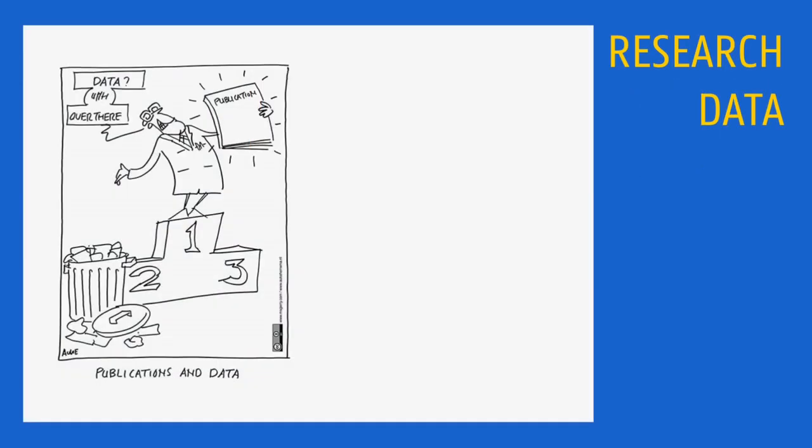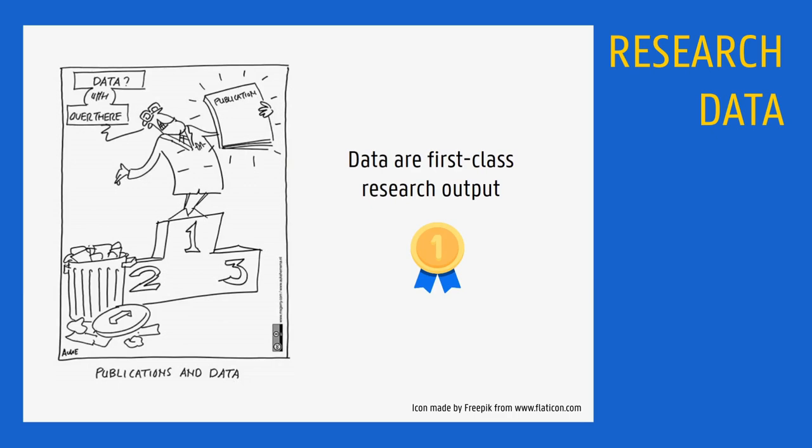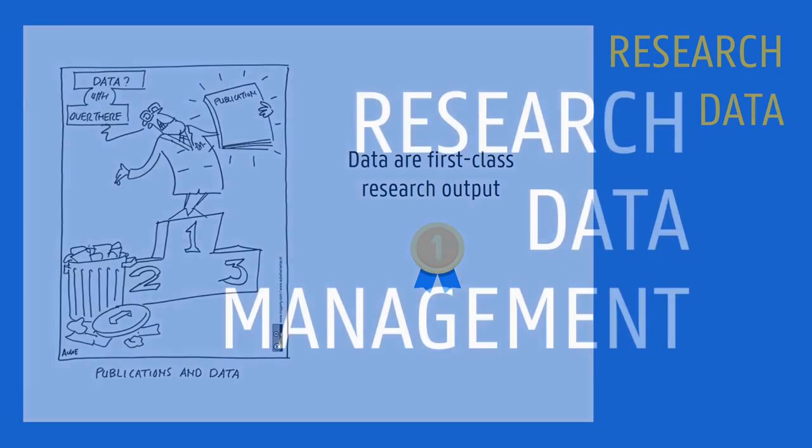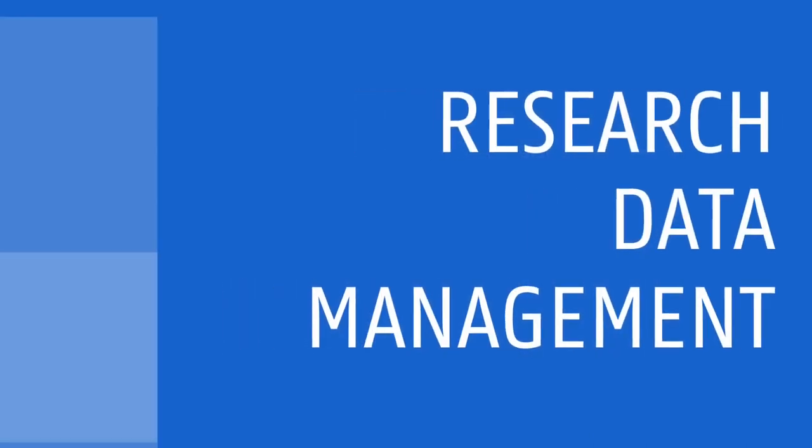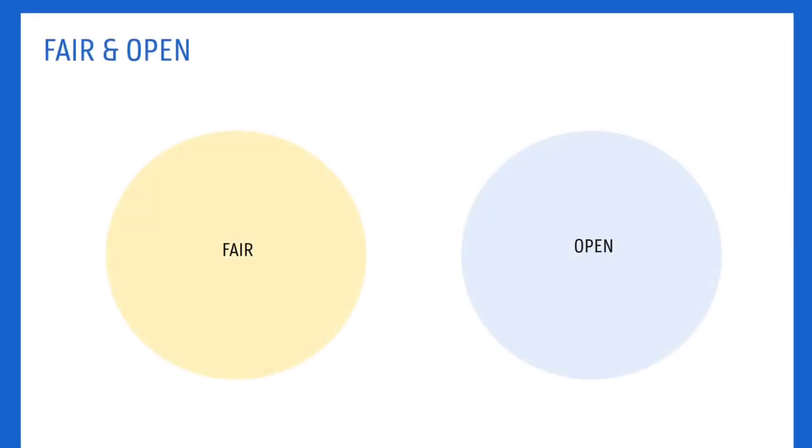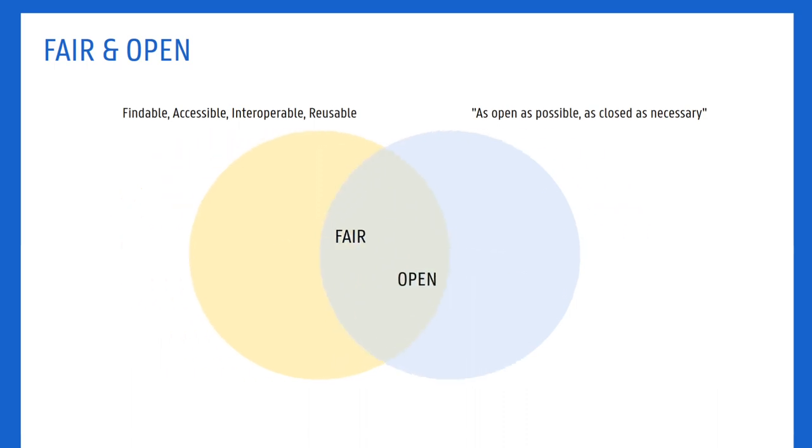Research data are not just a byproduct of scientific research, nor a simple means to article publication. On the contrary, research data should be cared for as first-class research objects. And RDM is about exactly that. Two concepts related to research data management are FAIR and OPEN. FAIR stands for findable, accessible, interoperable and reusable. With good RDM practices, we aim to make data FAIR, and as open as possible but as closed as necessary.